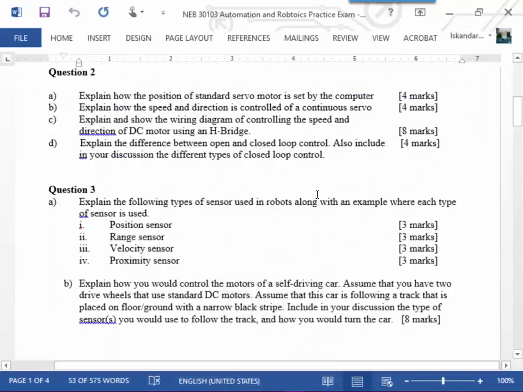So explain the difference between open loop and closed loop. Discuss the different types of closed loop control. Again, open loop means there's no feedback. We just simply tell the motor to go a certain speed, and we don't measure the speed, and we hope that it's the right speed.